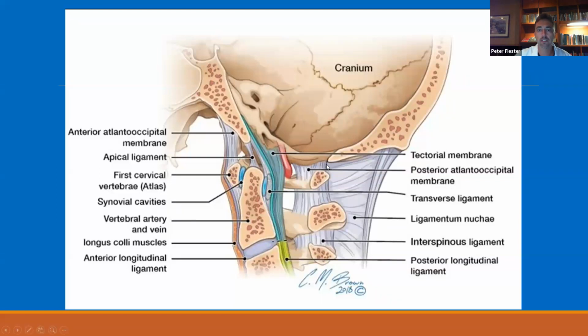And then lastly, you have your posterior membrane complex. Your posterior membrane complex, just like your anterior complex, has two named components. The one that runs between the occiput and the posterior arch of C1 is the atlanto-occipital membrane. And then below that, from the posterior arch of C1 to the lamina of C2, you have your posterior atlanto-axial membrane. And then, of course, that continues inferiorly in the subaxial spine as your ligamentum flavum.